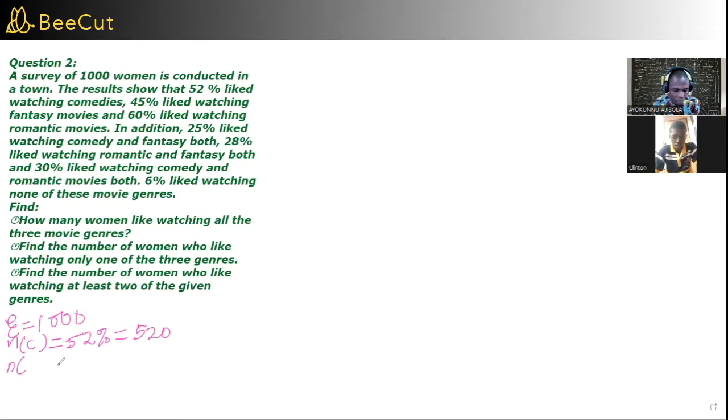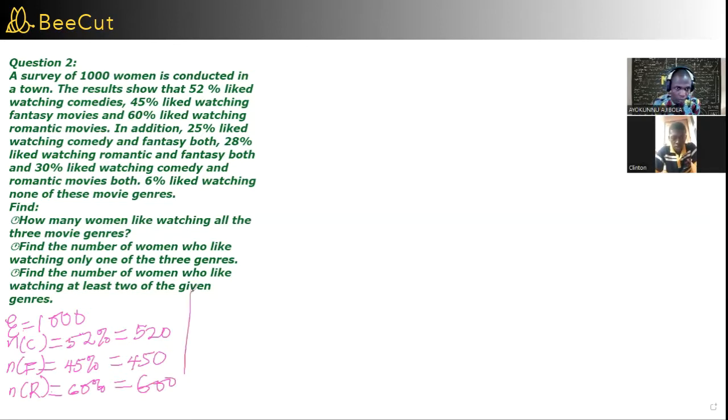And the number of those that like fantasy, the percentage is 45%, and that is also 450 out of the 1,000 women. And the number that watch romantic movies, 60% according to the question, is going to be 600 women.